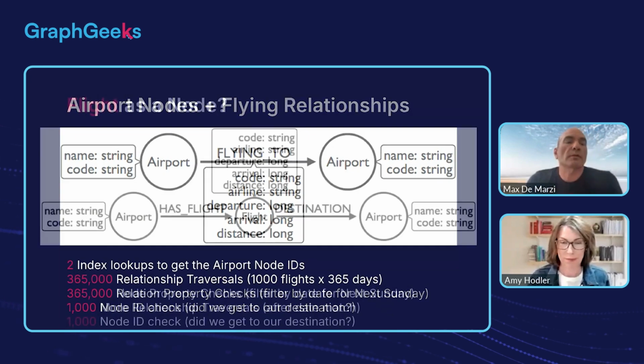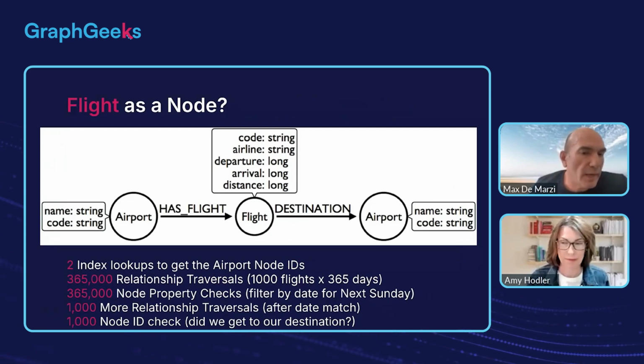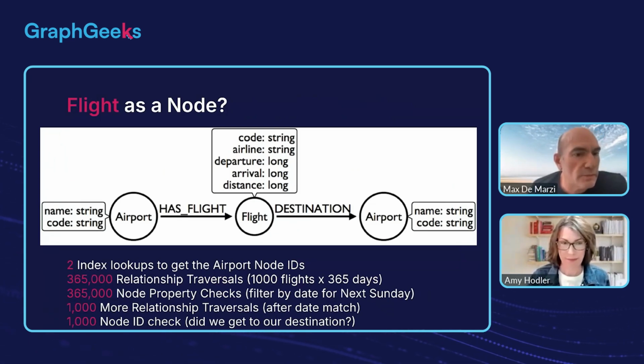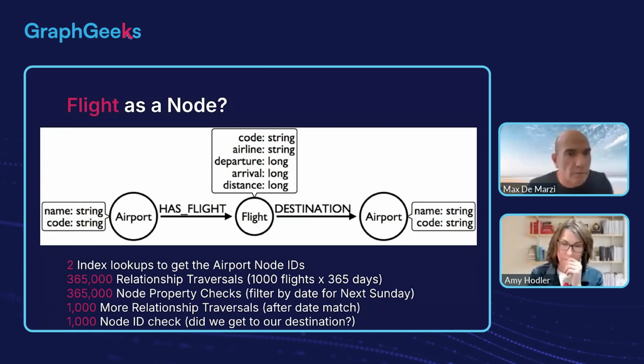So we could start changing things. All right, well, what if we model a flight node? We say an airport has a flight, and that flight has this. Well, we actually make things worse, right? Because now we have an additional 1,000 more relationships to go through. But at least we have to try something to make this work.